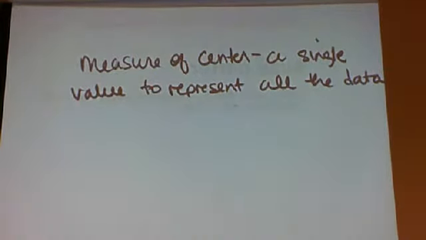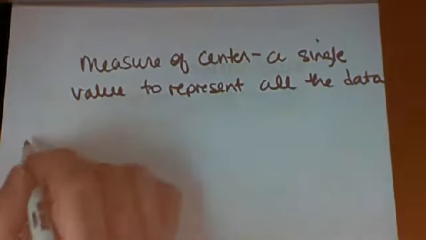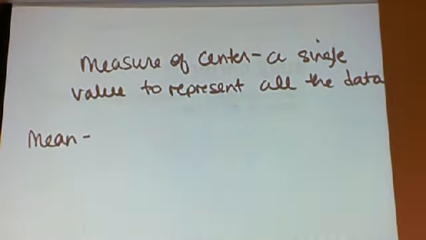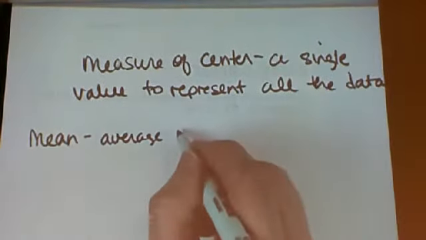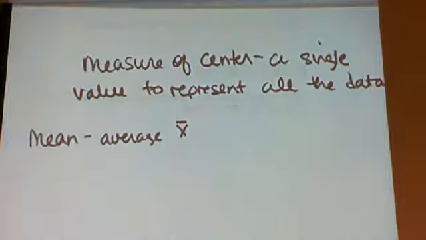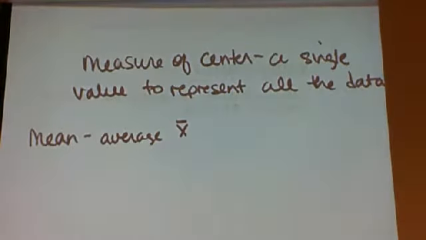The first one, the most common one, is of course the mean, or the average. And we're going to use an X with a bar over the top of it to stand for that. So every time you see an X with a bar over it, that's the mean or the average. How do you find the mean? You add them all up and divide by the number of them, right? Does everybody agree? That's how you do an average.